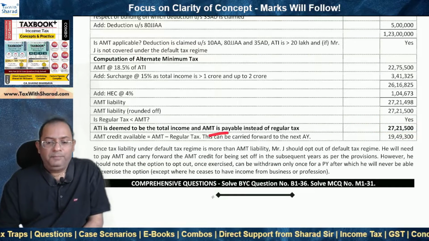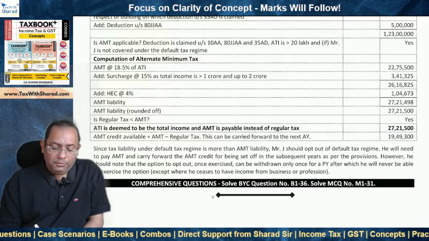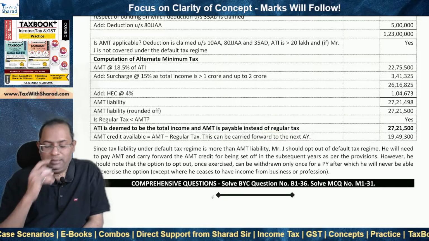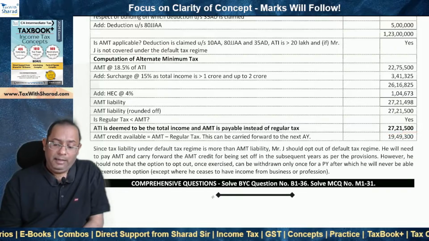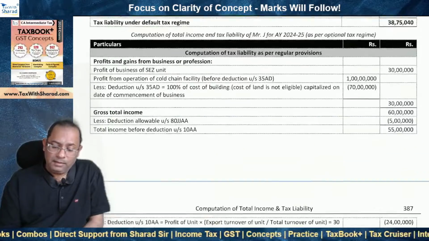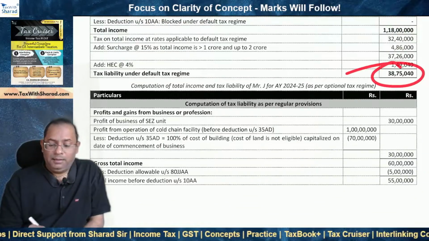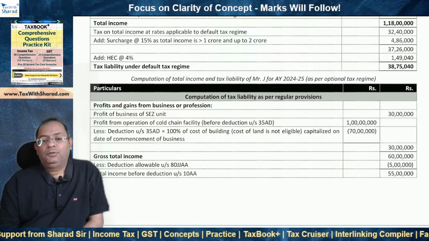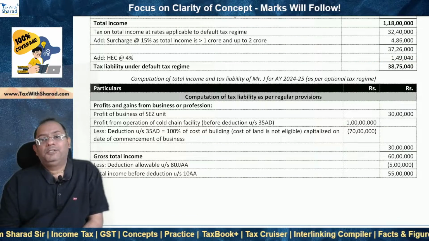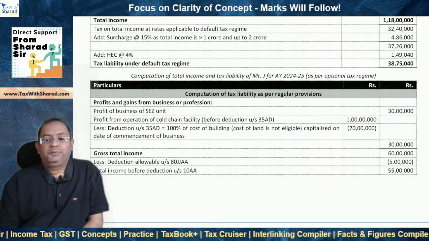So this AMT is more than the regular tax under the optional tax regime. That's why AMT is payable. But AMT is less than the tax under the default tax regime. So what should be the answer? Is the default tax regime better or is the optional tax regime better?